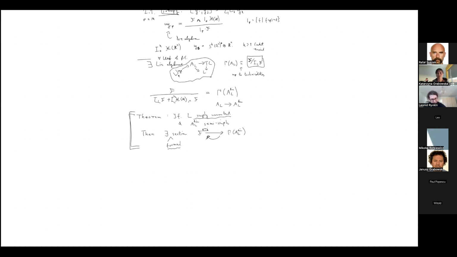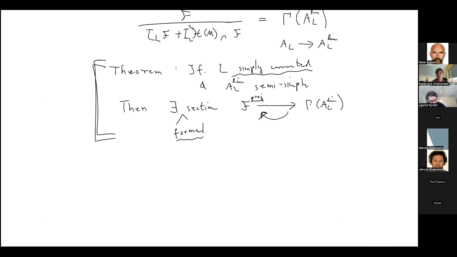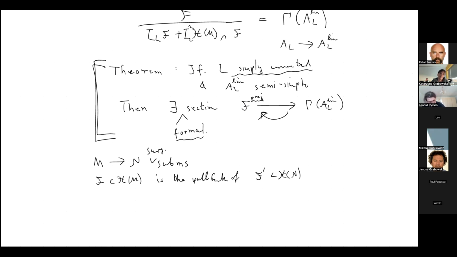So yeah, I think that for M to N a submersion, let's say surjective, F in X(M) is the pullback of F' on N if and only if Γ of the kernel of Tφ is in F.